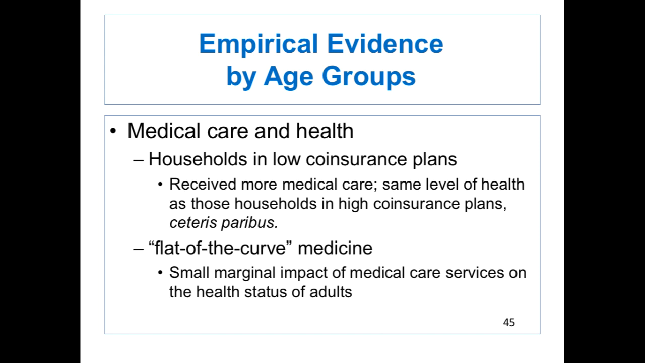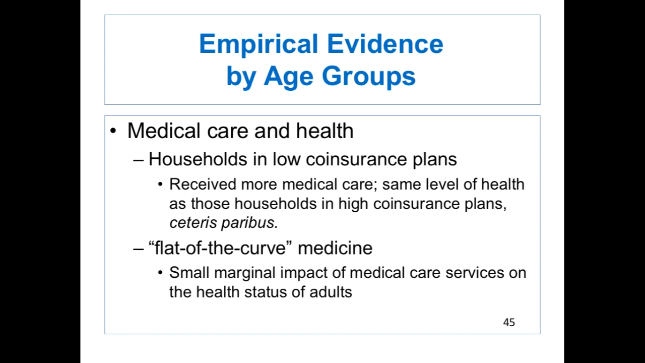Now let's move to the empirical evidence. In the empirical studies, we usually have to categorize our sample by age group. That's actually the biggest categorization. And after age group, we categorize by gender.